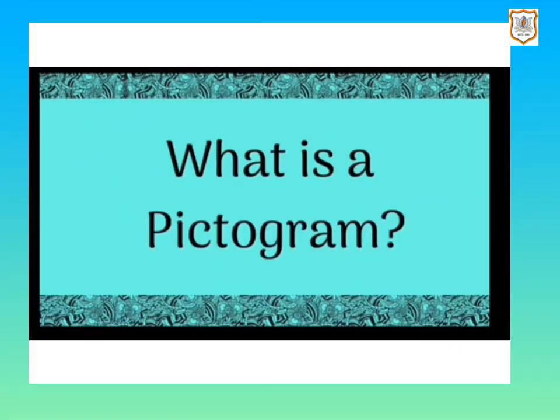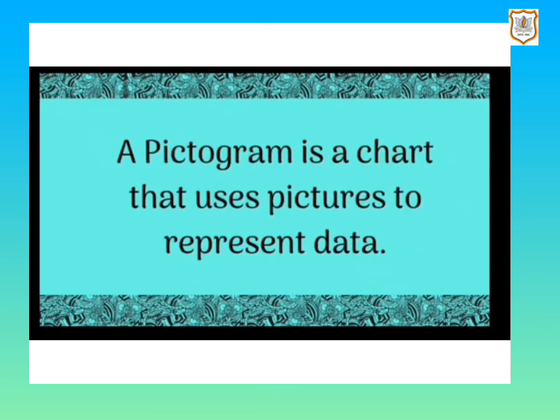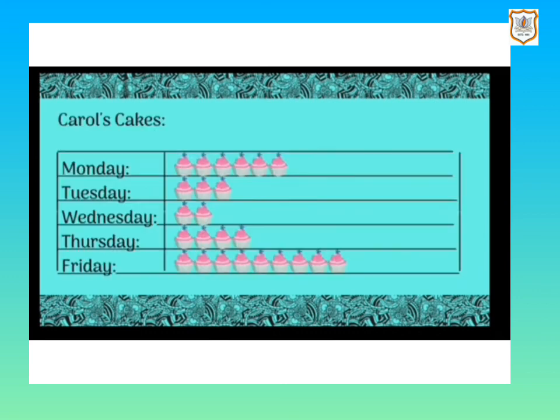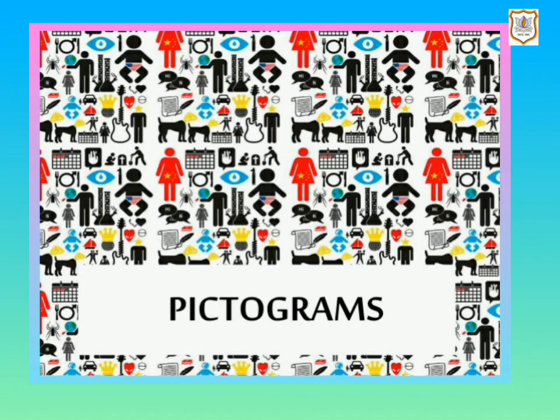And now let's understand the third type of diagram, that is pictogram. A pictogram is a chart that uses pictures to represent data. That means it is represented through pictures. For example, if a cake shop wanted to know how many cupcakes they sold in a week, they could create a pictogram. Monday they sold 6 cupcakes, Tuesday 3, Wednesday 2, Thursday 4, and Friday 9. This way pictograms can be made.